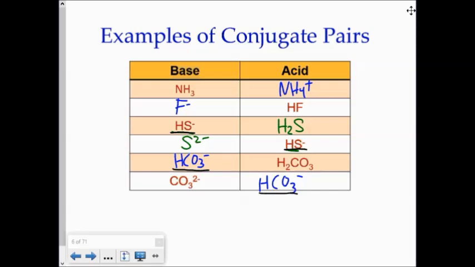And keep in mind, too, that any of the bases up here are going to have a Kb value. Any of these acids up here, because they're all in the weak category, will have a Ka value. So you can always do the Ka times the Kb to get Kw, and that's 1 times 10 to the minus 14. And they should always multiply that way.